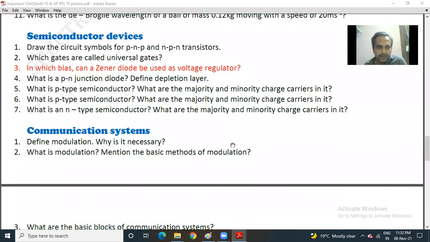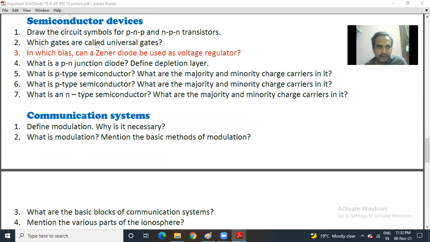Now moving to the next chapter, it is semiconductor devices in particular. Question number 1. Draw the circuit symbols for PNP and NPN transistors. 2. Which gates are called universal gates? 3. In which bias can a Zener diode be used as voltage regulator? 4. What is a PN junction diode? Define depletion layer. 5. What is p-type semiconductor? What are the majority and minority charge carriers in it?